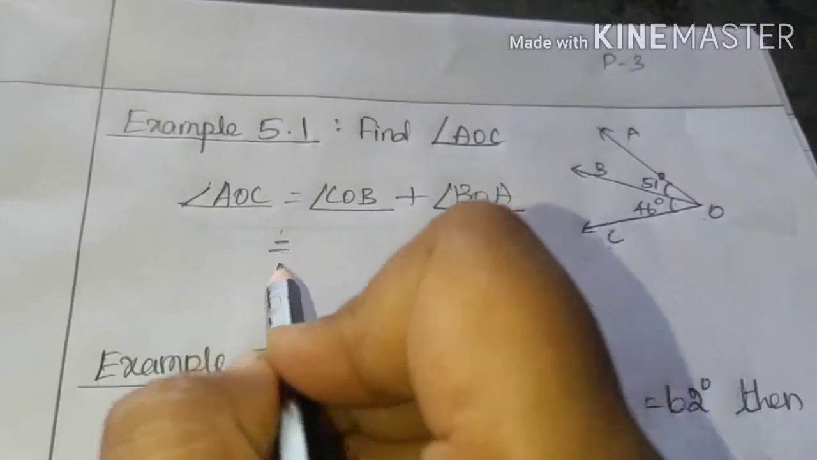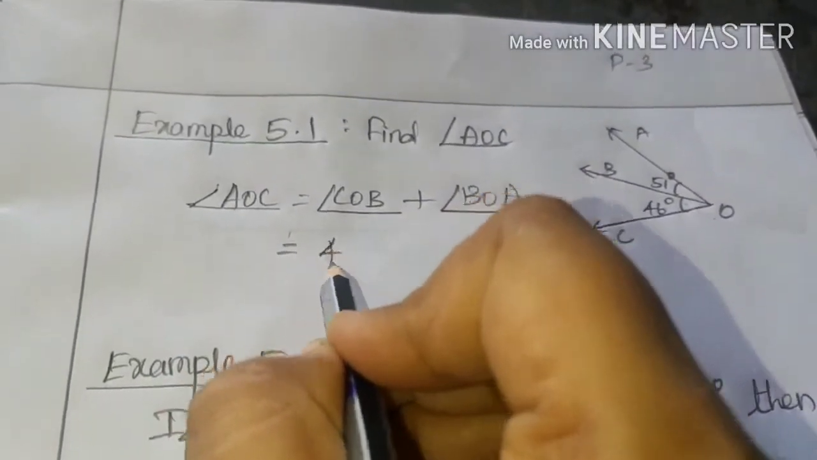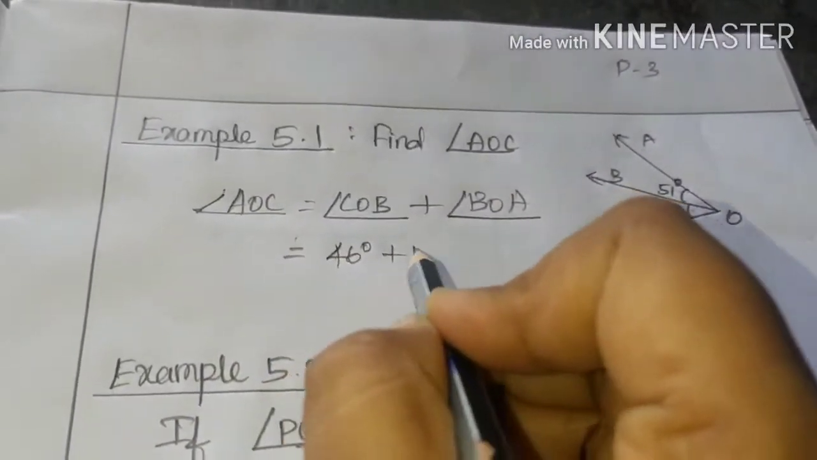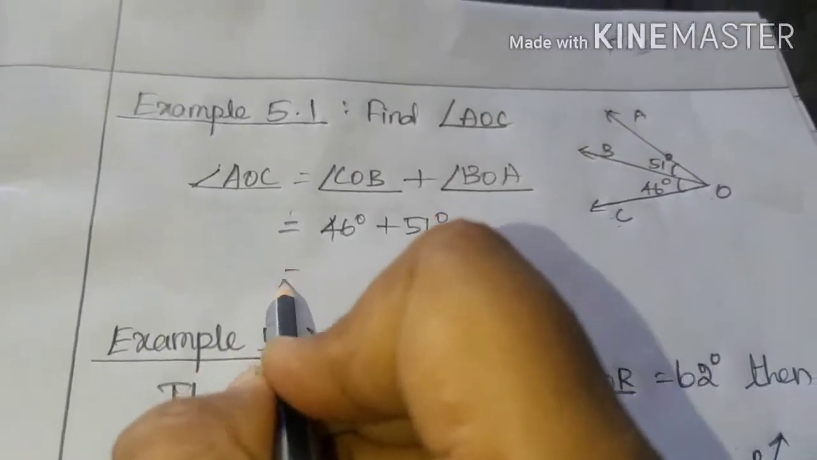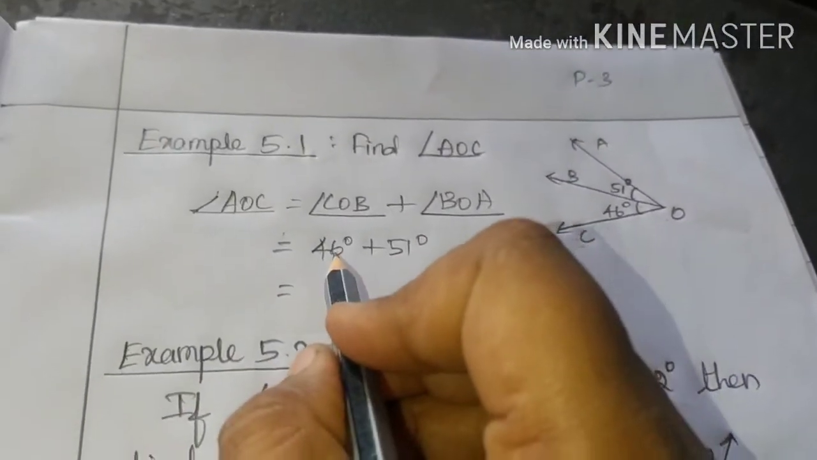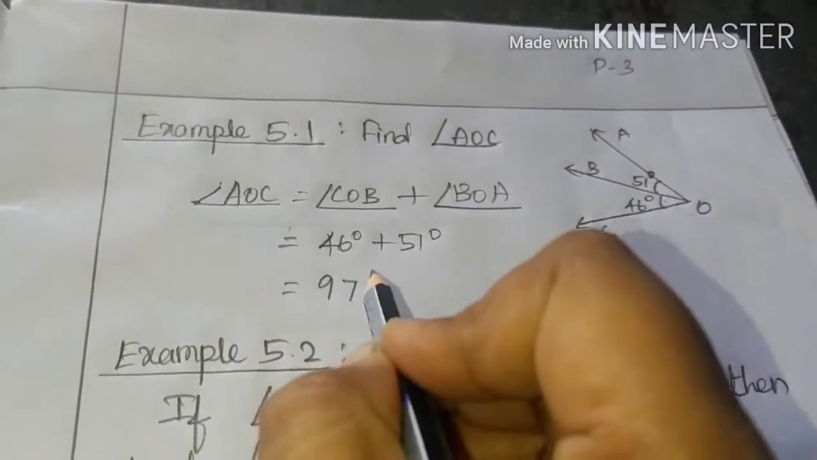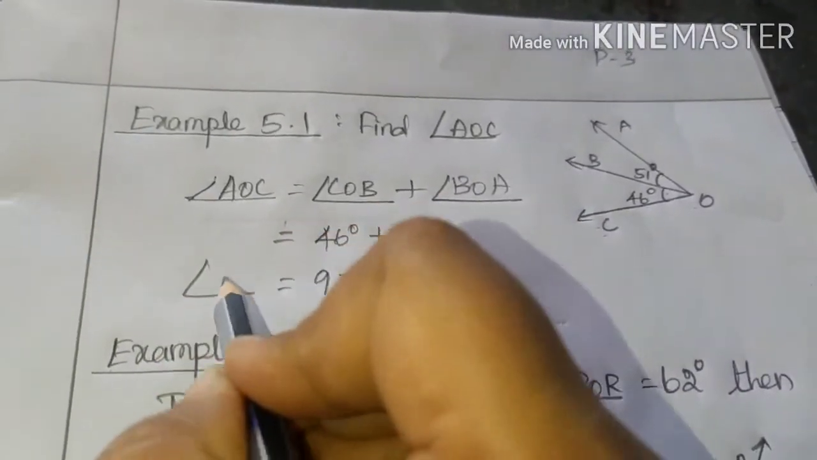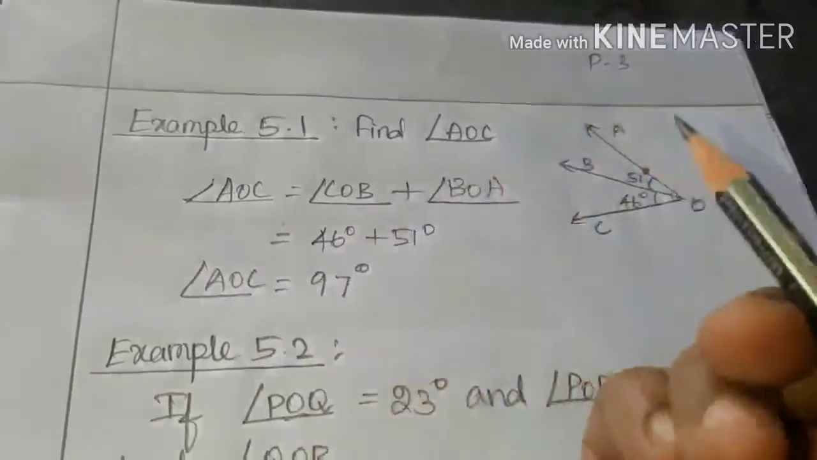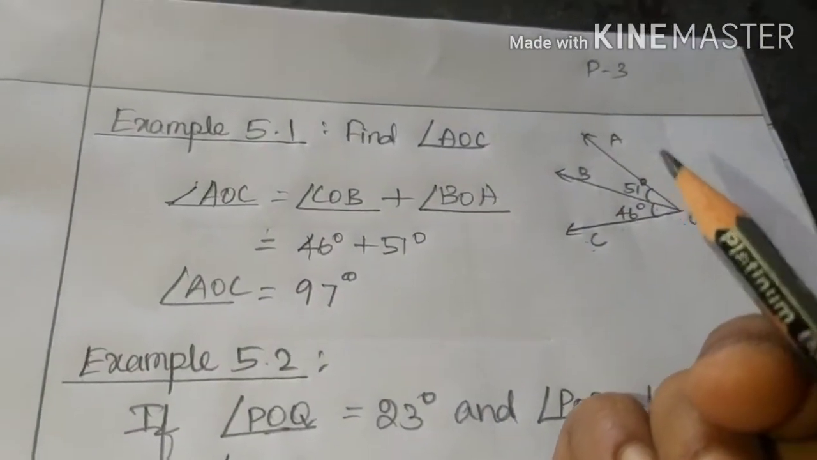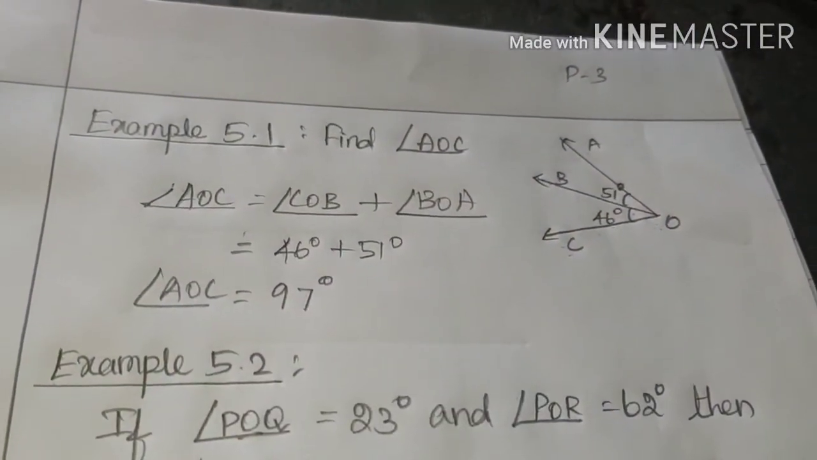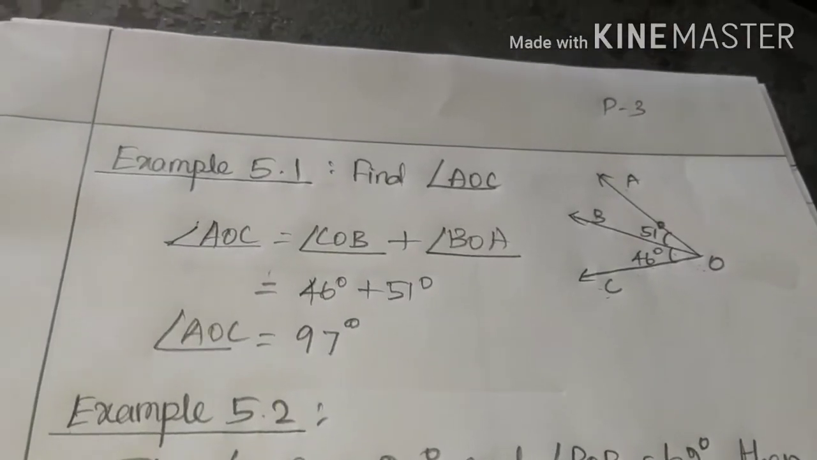So you can write here 46 degree plus 51 degree equal to. You can add and tell me the answer. 6 plus 1 is 7, 5 plus 4 is 9. So altogether angle AOC is 97 degree. Okay, very much simple sum, children. Have you understood?